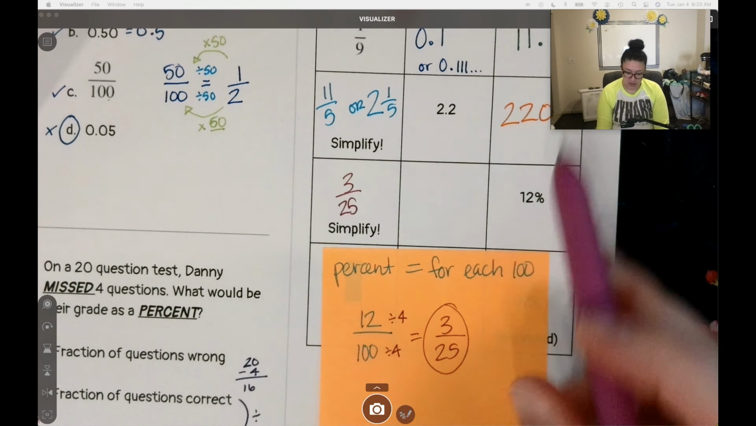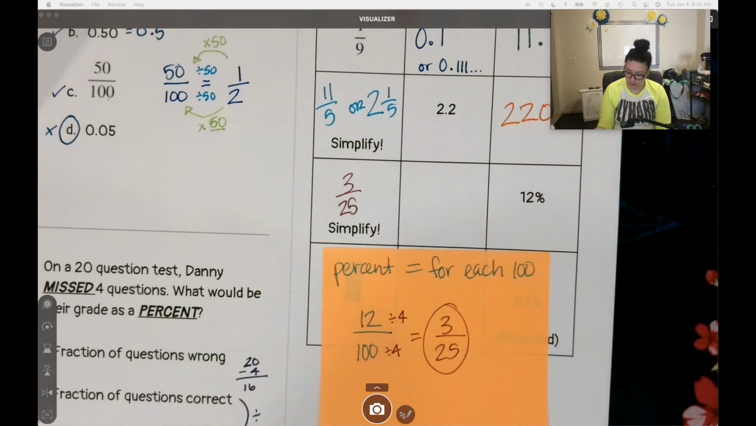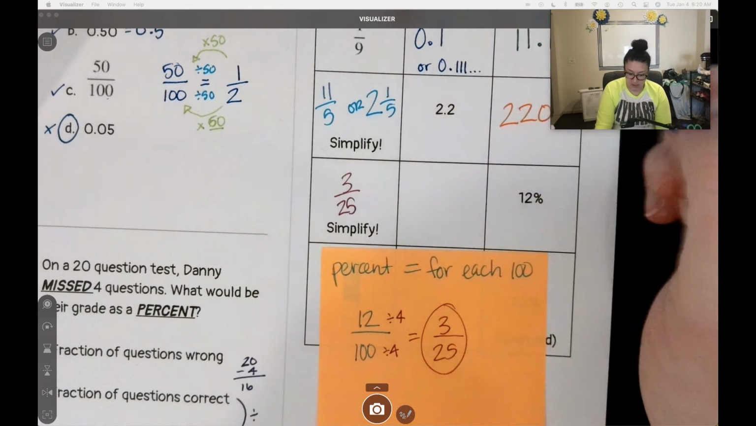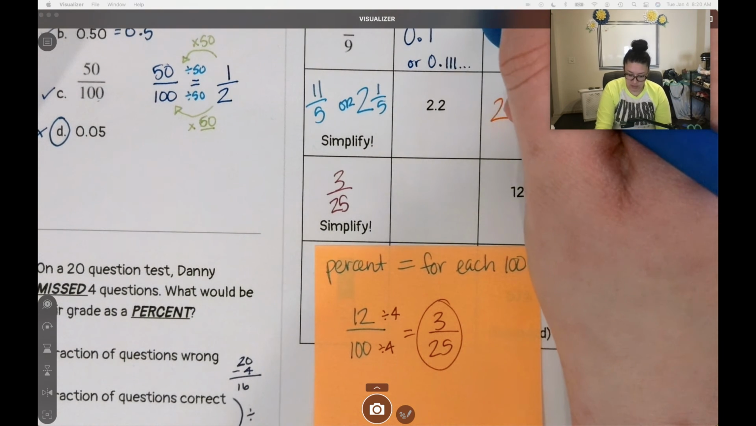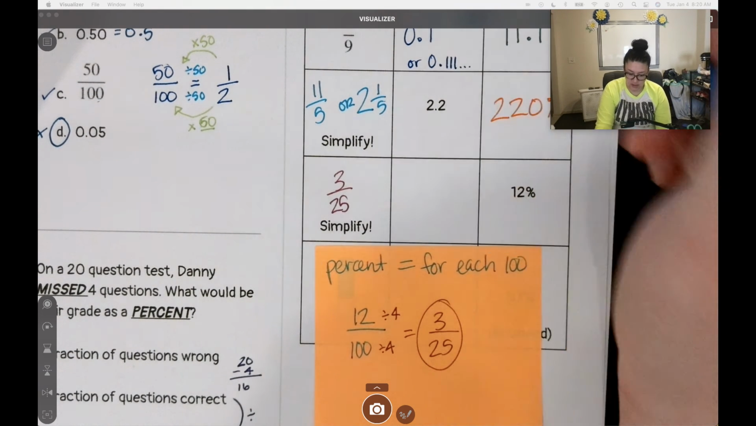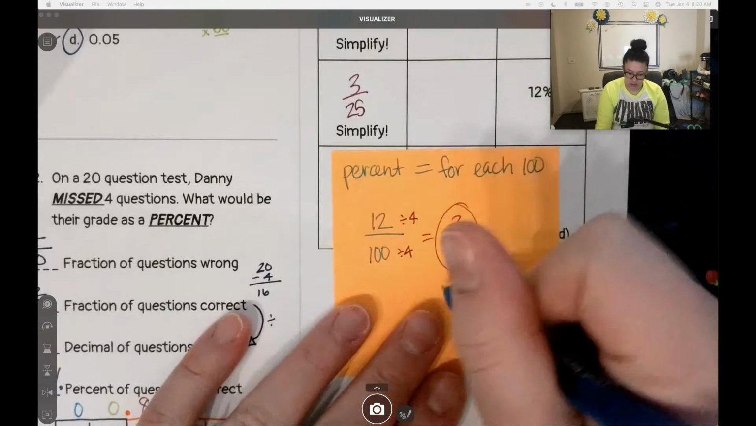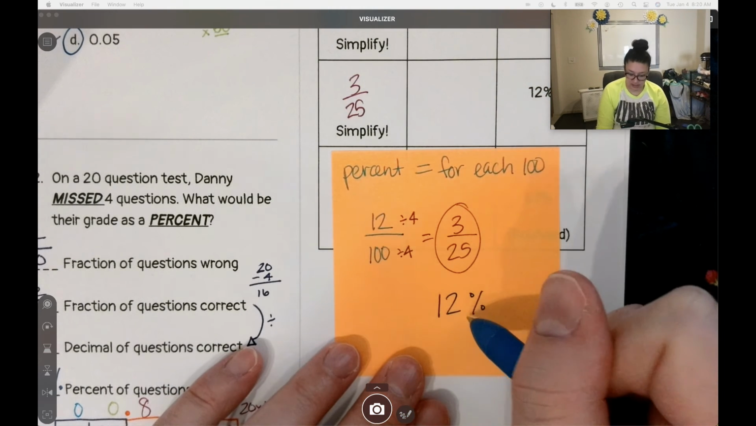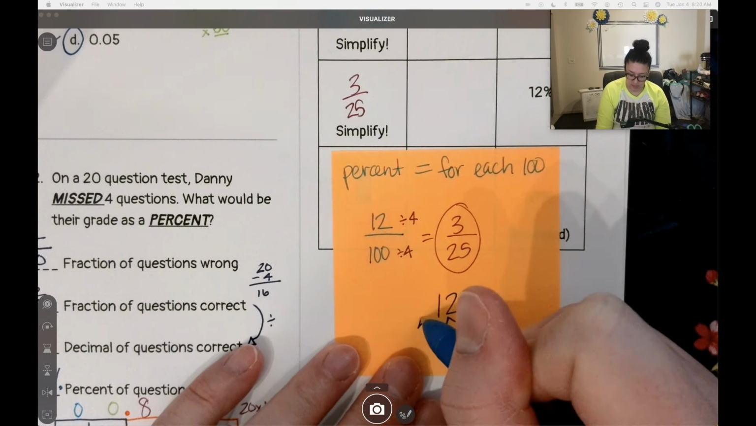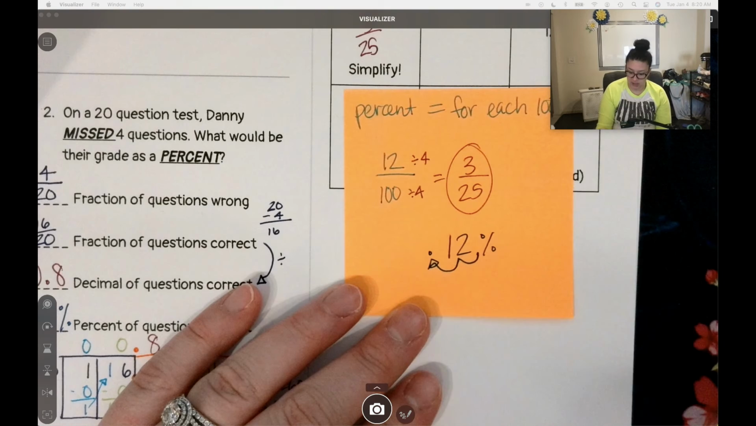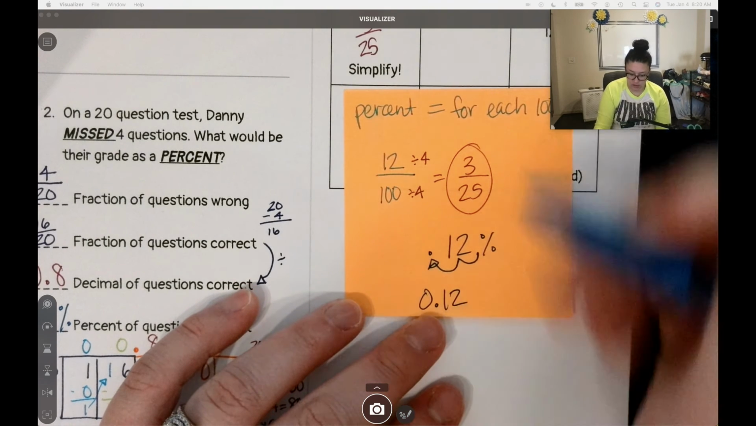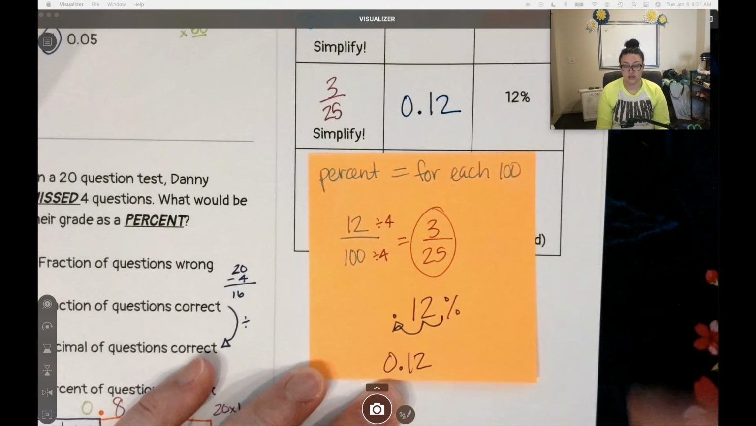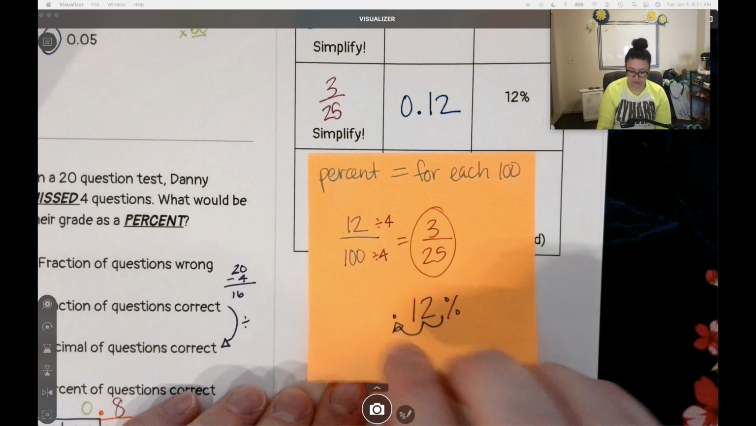And then to go from the percent to the decimal, we go the opposite direction. Move our decimal to the left, like Beyonce tells us to do. So we had 12%. I want to get away from the percent sign, so I want to move my decimal away from the percent. So this becomes 0.12 for my decimal.